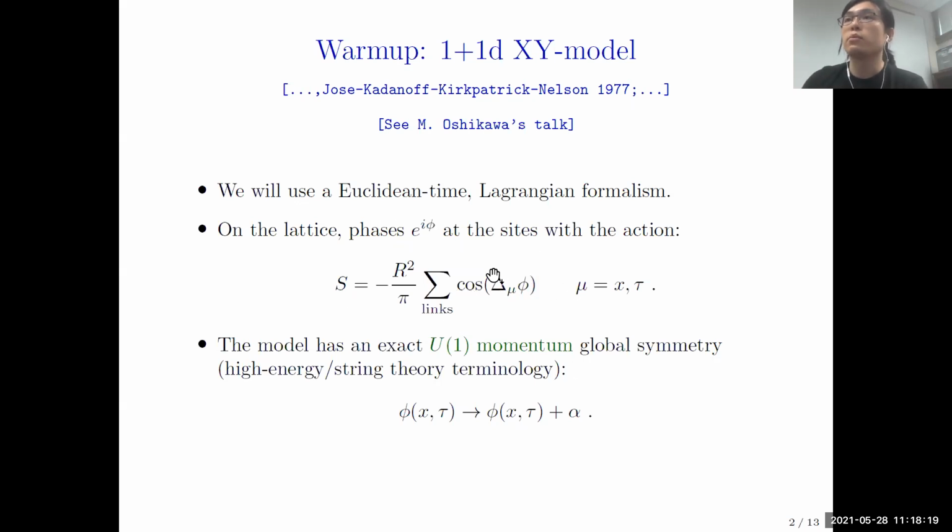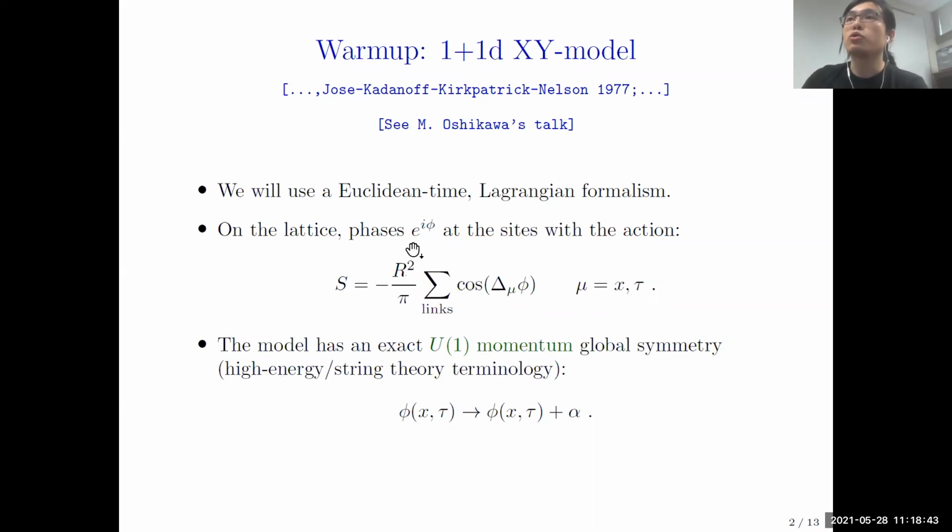So this model, first of all, let's understand its global symmetry. This lattice model has an exact U1 momentum global symmetry, which shifts phi by a constant. And here I call it a U1 momentum global symmetry following the terminology of Heinrich theory / string theory. So this is really the momentum in target space. It should not be confused with the actual momentum.